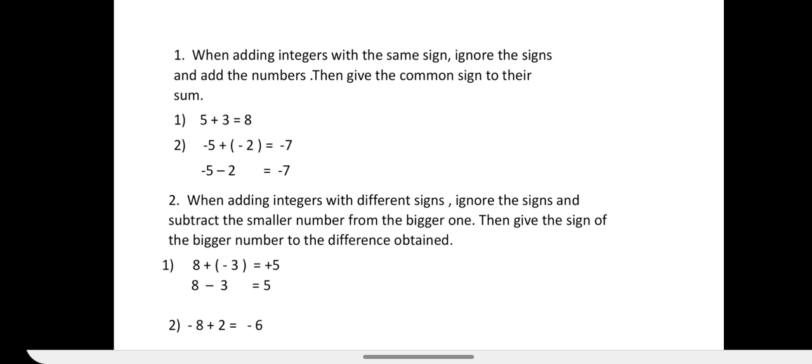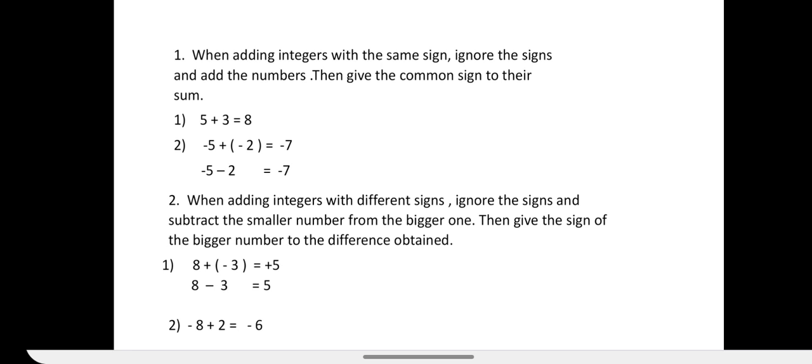Second one, -5 plus bracket -2. There is a positive sign, that is addition, plus and directly a bracket. Bracket indicates the number has to be multiplied. So over here, children, plus into minus becomes minus, so it is -2. And the operation we are going to carry out is 5 and 2, minus becomes plus. So 5 plus 2 is 7 and the bigger number sign is negative, so -7.